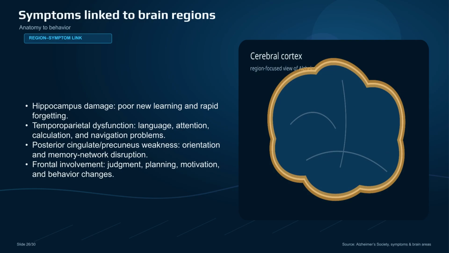Symptoms map to brain regions. Hippocampal damage causes rapid forgetting. Temporoparietal dysfunction affects language and navigation. Posterior cingulate weakness disrupts memory networks. Frontal involvement impacts judgment and behavior.